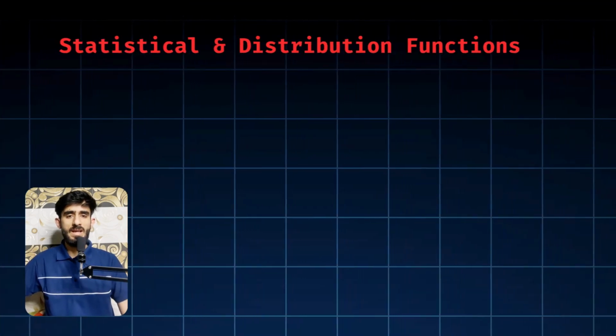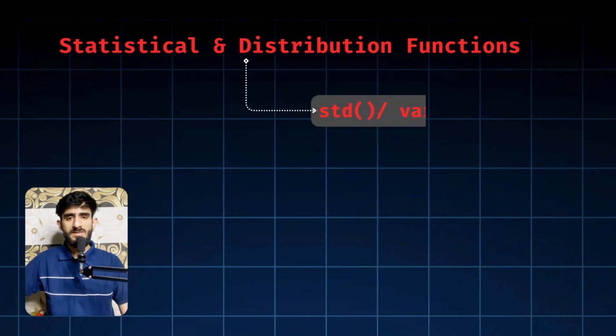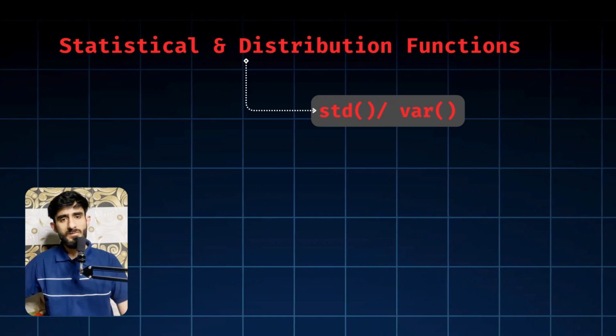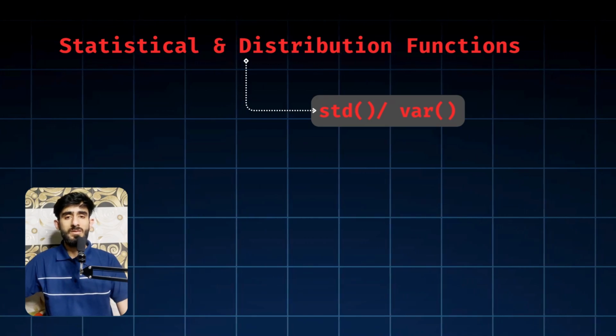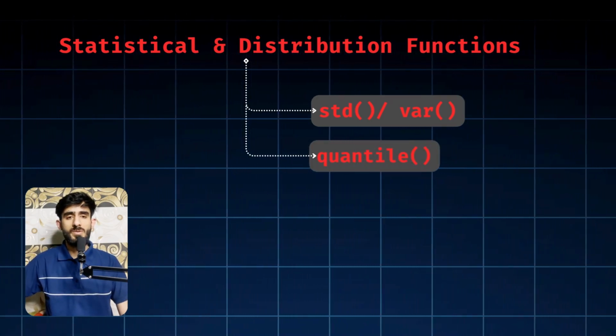Now the statistical and distribution functions. These help us to understand the shape and spread of our data. We have the std and var functions, which are used for standard deviation and variance. These measure spread, they tell you how far away the data points are from the average. Then we have the quantile function, which finds values at specific percentiles.